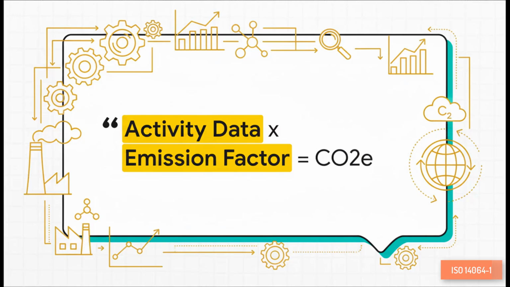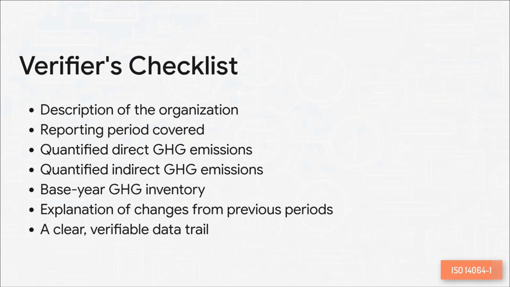Next up was Clause 6, which was all about the math. And really, it all comes down to this one beautiful formula. Activity data times your emission factor equals your CO2 equivalent. This right here is the engine that drives all of GHG quantification. We then tied it all together in Clauses 8 and 9, focusing on quality and reporting. This checklist from Clause 9 isn't just a to-do list. It's a verifier's roadmap. It's how you guarantee there's a clear, transparent, and auditable trail from a single piece of data all the way to that final report.